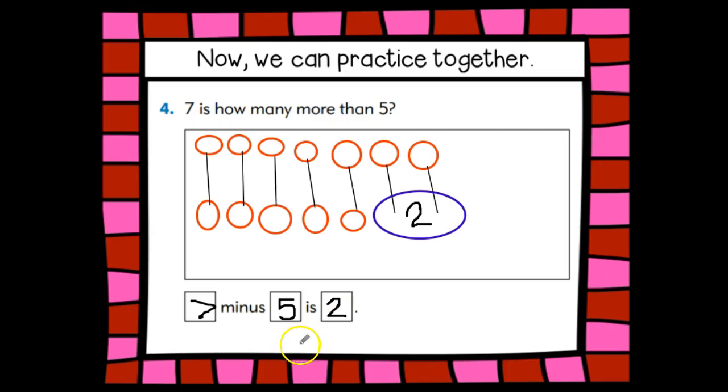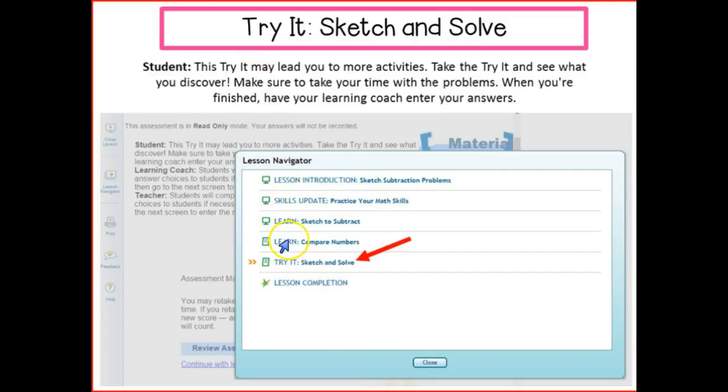All right, guys, so you can practice at home. You will need to finish problems 5 through 8 with your learning coach, just as we have done today in class together. And once you have finished your practice, then it is time for you to go to the try it, sketch and solve. So you will work in your activity book on those pages, have your learning coaches check over your problems, and then you are finished. You can mark this lesson complete.